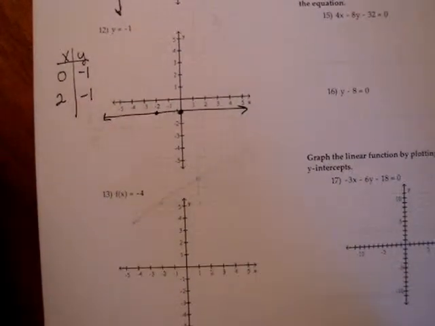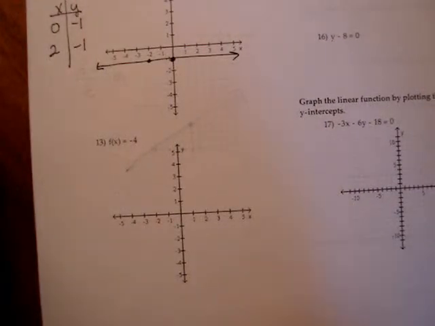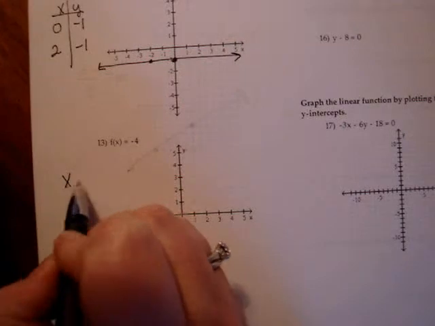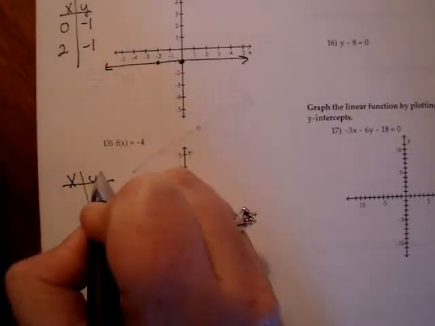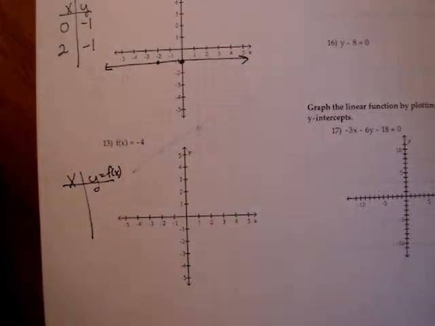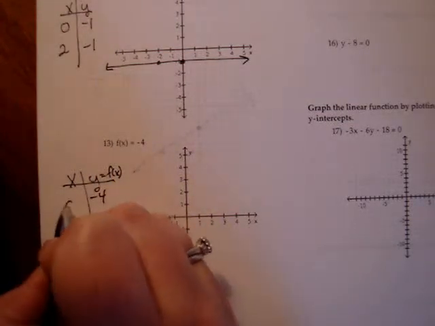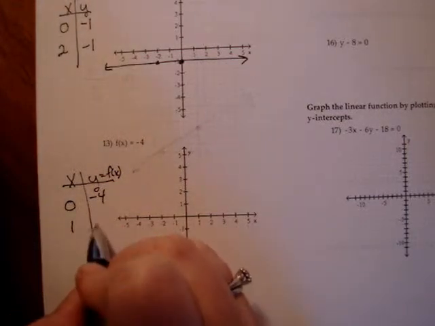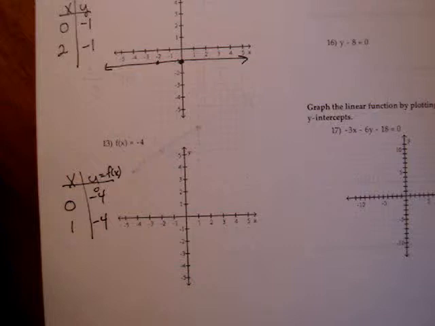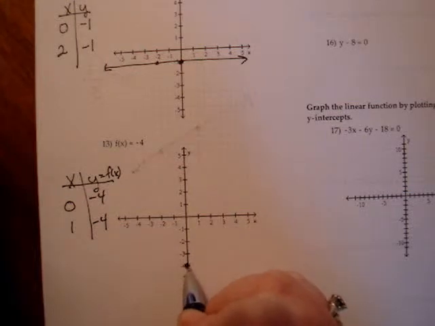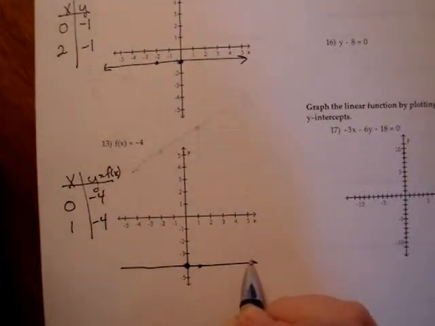Now number 13 gives us a little twist. 13 says f of x equals -4. Okay, wait a minute. f of x equals -4. So the easy way to think about it is to remember that y equals f of x. f of x and y we use interchangeably, basically. So they're telling me that y, or the output value, is -4, and x can be anything. No matter what the input value is, the output value is -4. It's a different way of saying the exact same thing that we said in number 12. So when we plot these points, I again get a lovely horizontal line.